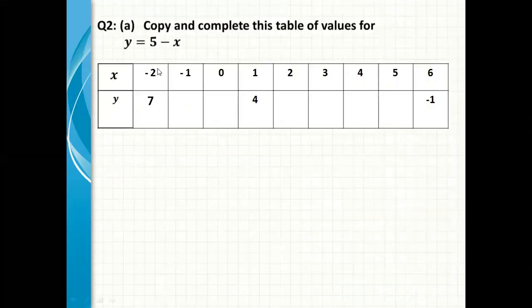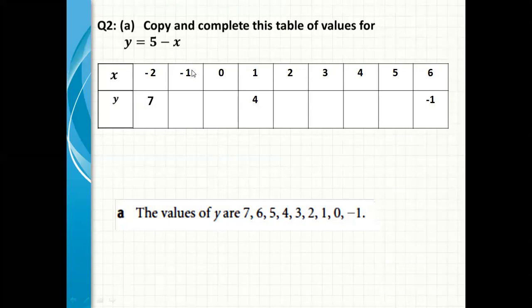Question 2 is the same idea. You need to complete these values for the equation y equals 5 minus x. You have to be careful with the ordering of the numbers in subtraction. So here you take any value of x. If you try with negative 1, 5 minus negative 1. So it's like 5 minus minus 1.